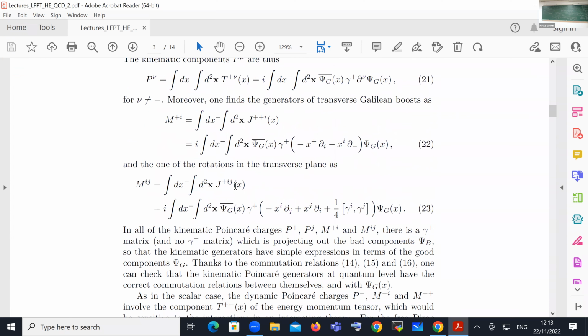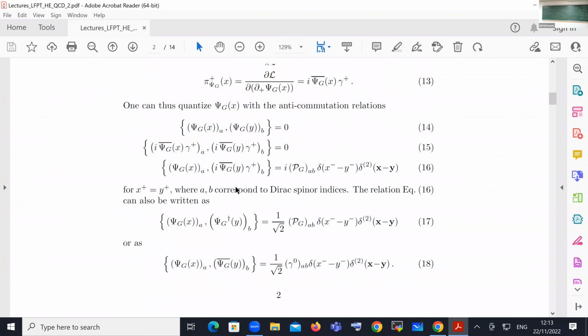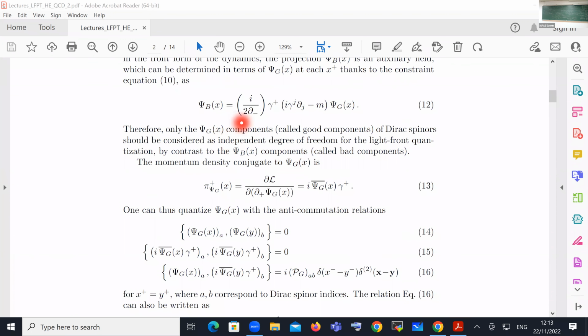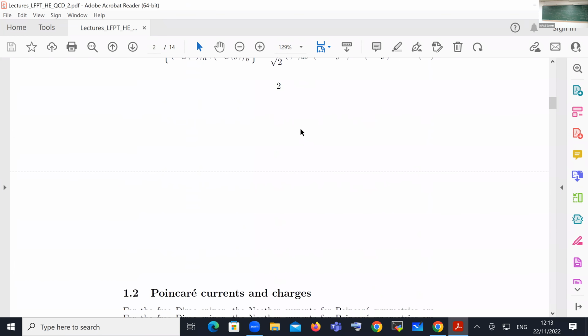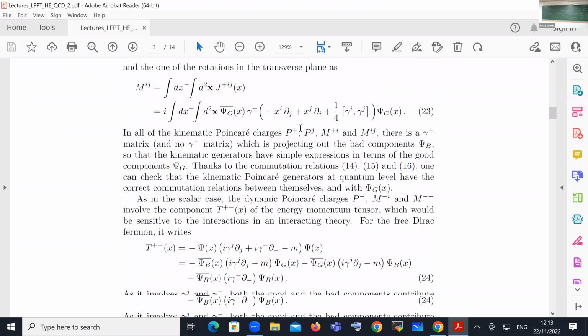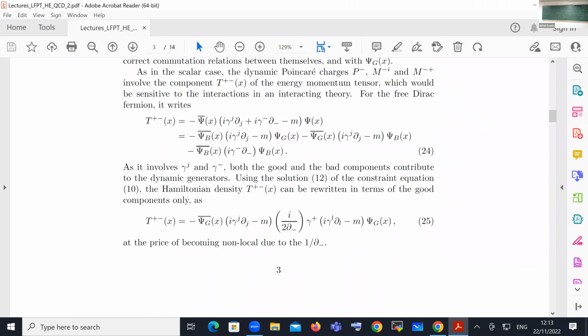But then you can use the fact that the bad components can be written in such a way by solving the constraint equation. If we plug this into each of the terms here, eventually we can write that. We can basically use the solution of the constraint to eliminate completely the auxiliary bad components and write everything in terms of the good one, and we get something like this.